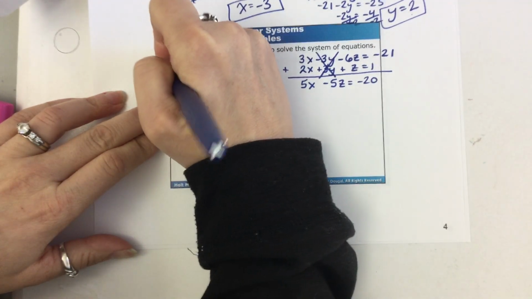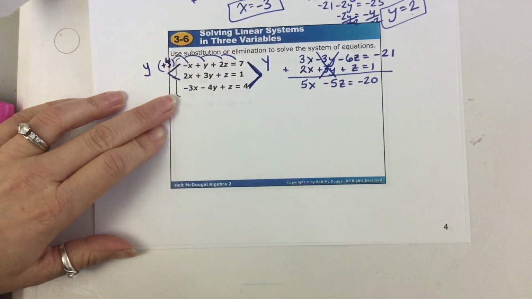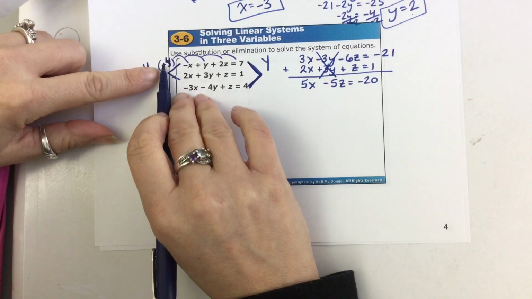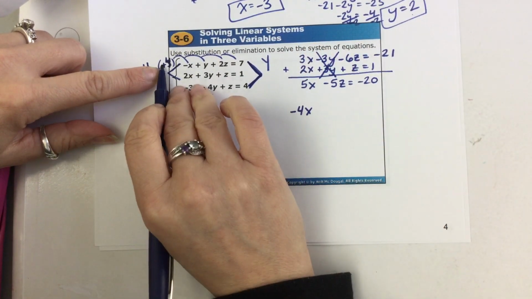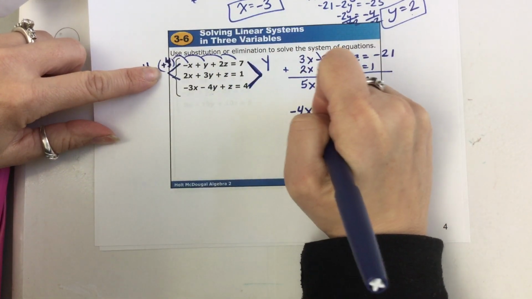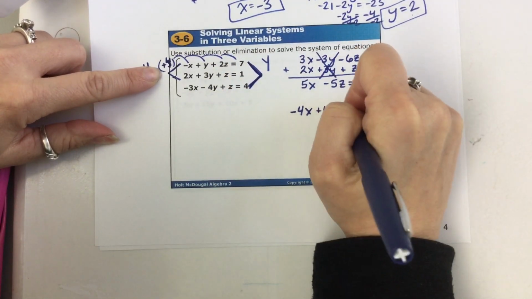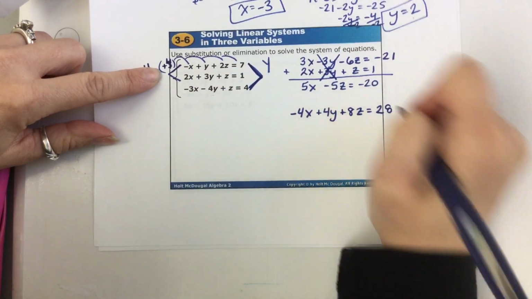So if I multiply the whole top by positive 4, we would have opposites. Okay, so I'm multiplying the whole top by positive 4. Positive 4 times negative x is negative 4x. Positive 4 times positive y is positive 4y. 4 times 2z is 8z. 4 times 7 is 28.